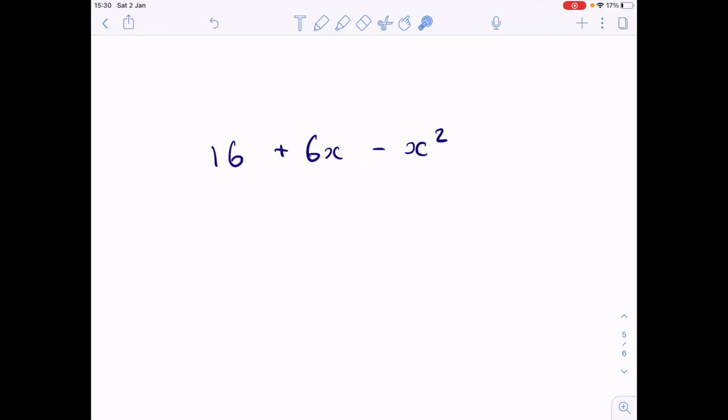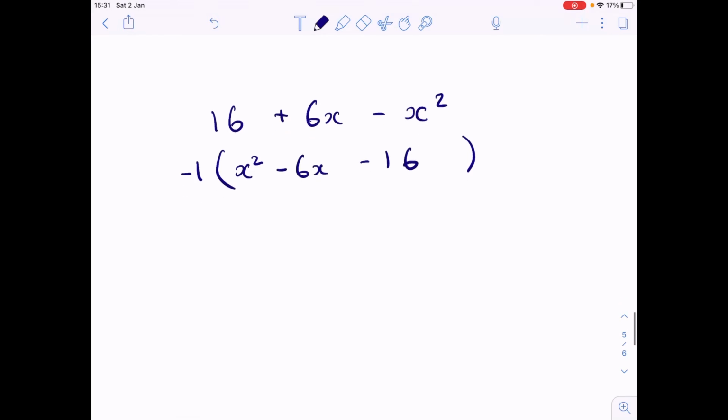So the thing I'm going to do here is take out a factor of minus 1. If I put minus 1 outside the brackets, I would now have plus x squared, and I'm going to rewrite it in descending powers of x, so that this is the normal layout of a quadratic, with x squared first, then x, then your constant at the end. So x squared minus 6x minus 16. Okay, and now this is a bit more familiar. It's a more usual format.